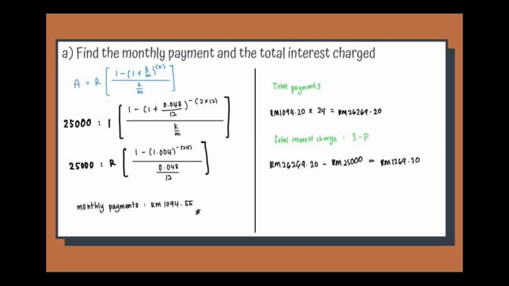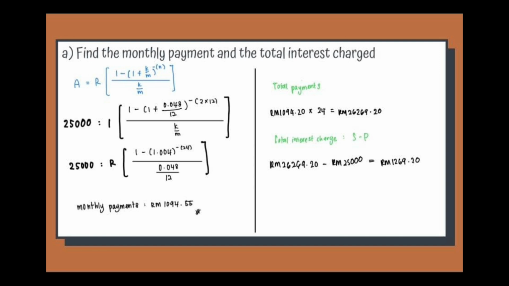The formula is going to be A equals R, open bracket, 1 minus, open bracket, 1 plus k per m, close the bracket, to the power of minus n, per k per m, close the brackets. So our A is going to be 25,000, meanwhile k is going to be 4.8, m is going to be 12, t is going to be 2. Our equation is going to be 25,000 equals R, open bracket, 1 minus 1.004, close the bracket, to the power of minus 24, per 0.048 per 12, close the brackets. The monthly payment is going to be RM1,094.55.